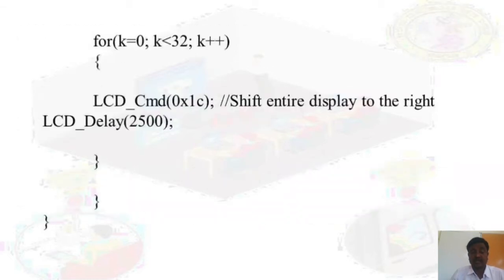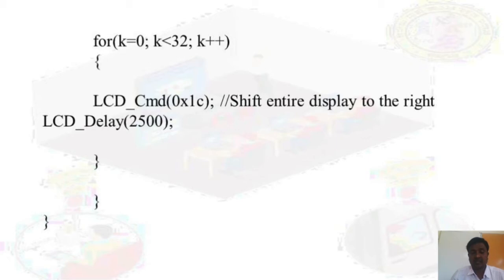Then we are writing a for loop for k equal to 0, k less than 32, k plus plus. Then open the curly brackets. Inside that we are calling the LCD command function 0x1C. This is because it shifts the entire display to the right side.